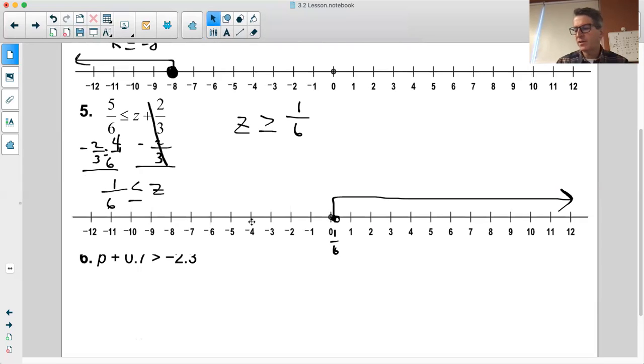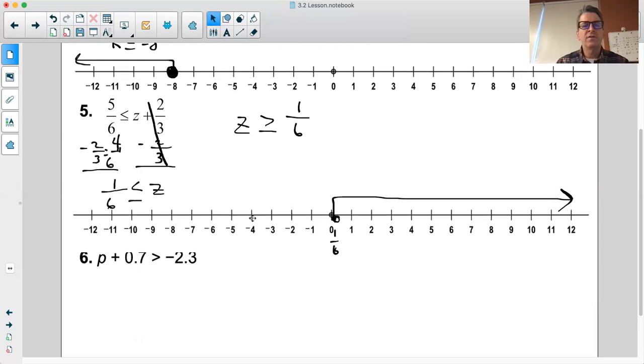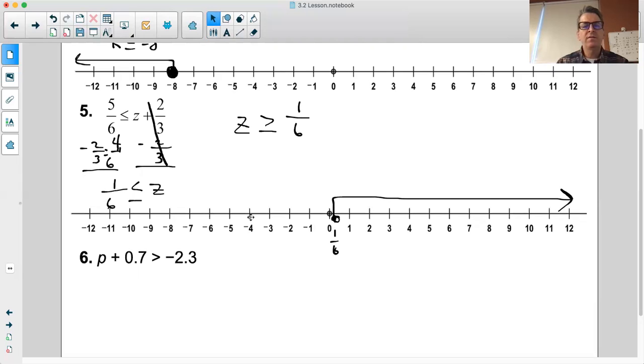Okay, on your own, number 6: p plus 7/10 is greater than -2.3. This got shifted down a little bit, let me move it up. As you approach this last on your own, think to yourself, how am I going to undo this adding of 0.7, or adding of 7/10? We're going to subtract it from the left of the inequality and subtract it from the right of the inequality.